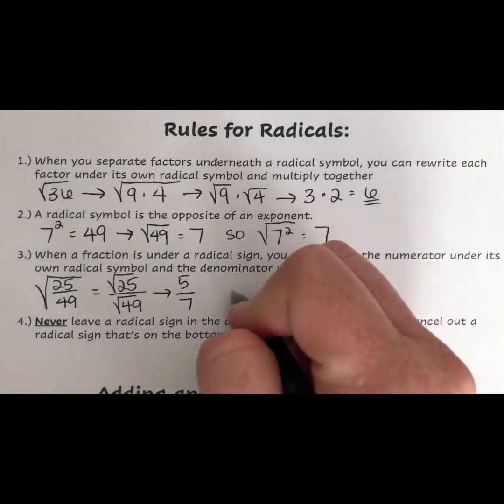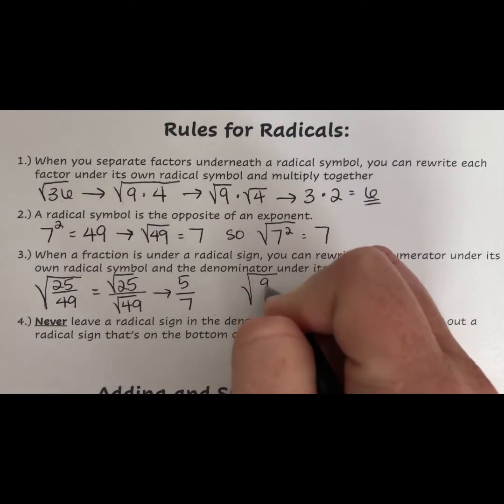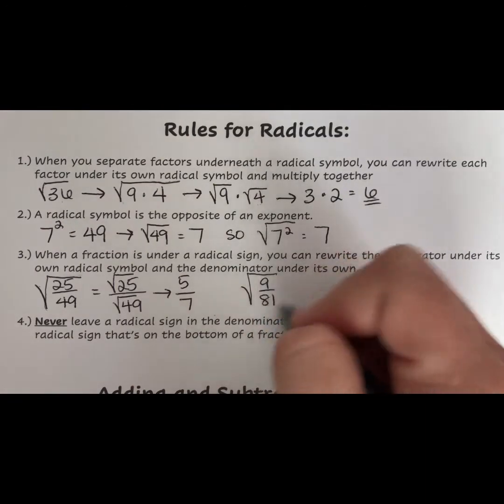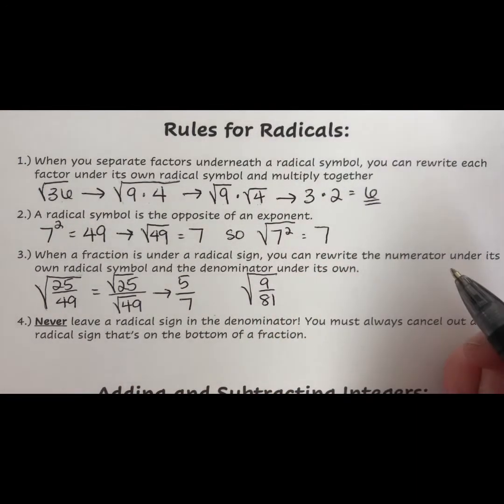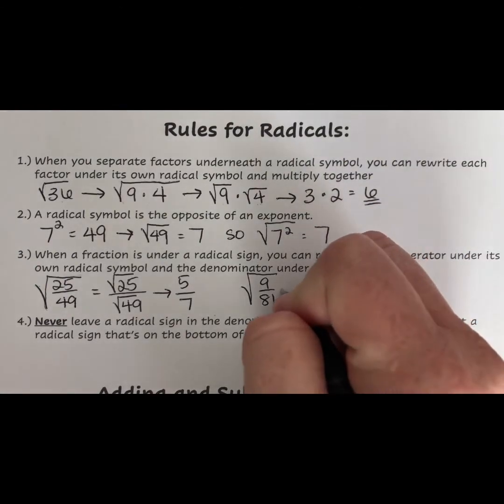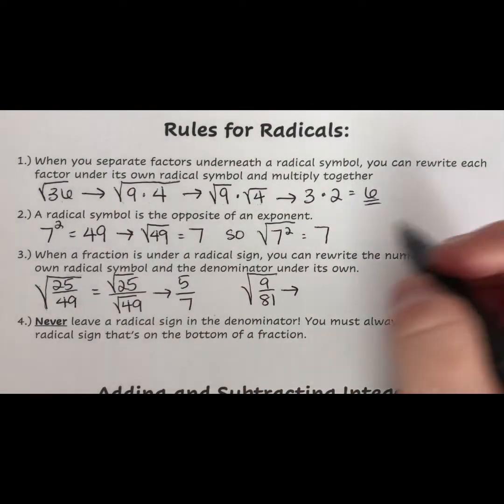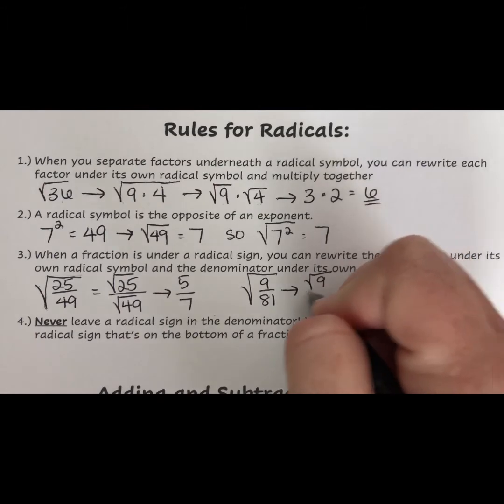Square root of 9 over 81. Now you could obviously separate your fraction, or you could simplify your fraction here. You can do that. That's fine. That's not what I want to do in this example, but you could. All right, so I'm going to separate my radical.